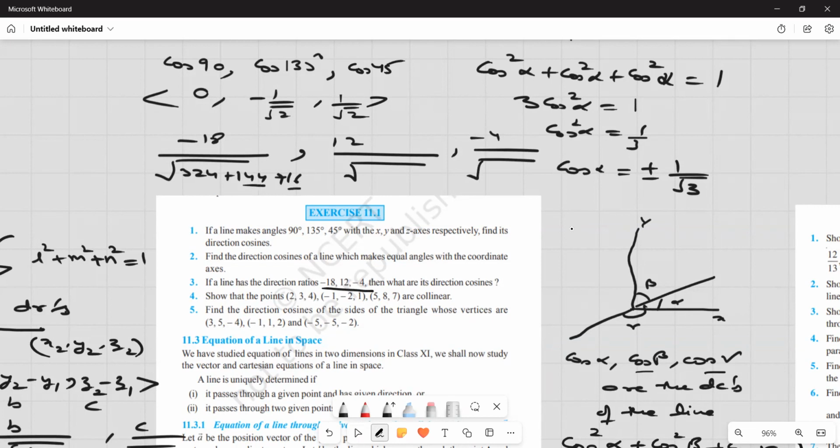144 and 16, 160, 160, and 324. So that is 484. So that is, I think, 22 square. So this is coming 22 and 21, right?